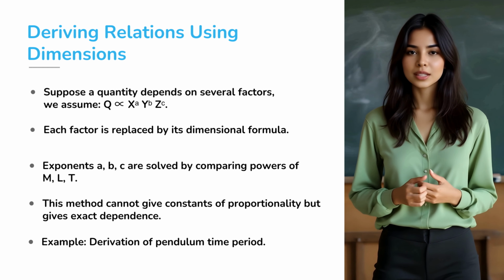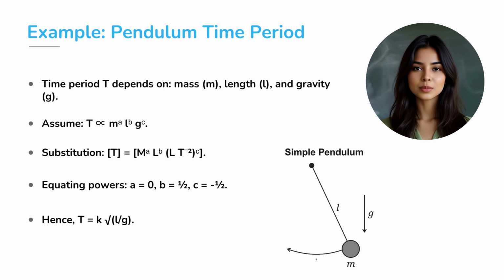Let's actually try this. Consider the time period of a simple pendulum. It may depend on the mass of the bob m, the length of the thread l, and gravity g. We assume T proportional to m to the power a, l to the power b, and g to the power c. Now substitute dimensions. Left side T has dimensions T. Right side becomes M to the power a, L to the power b, and LT to the power minus 2 raised to the power c.